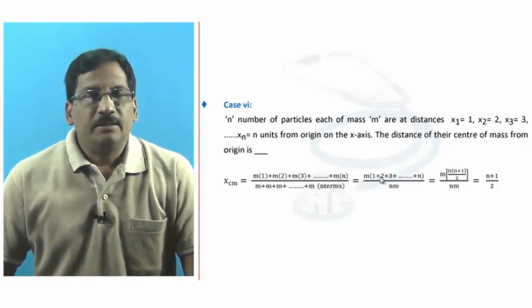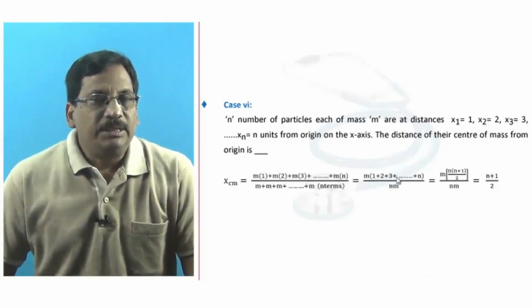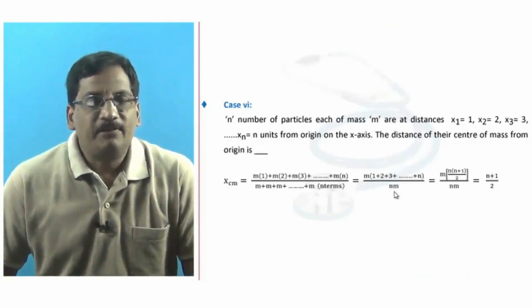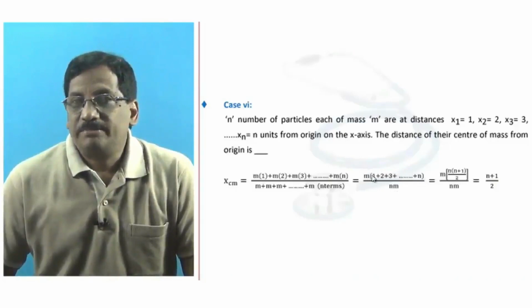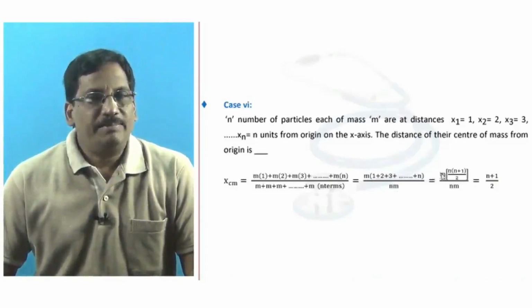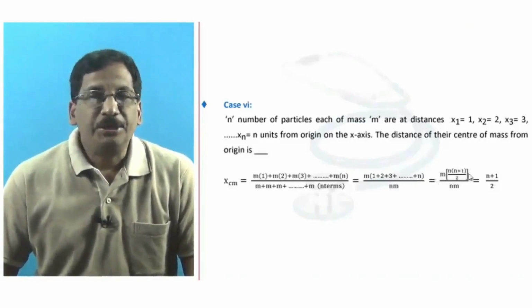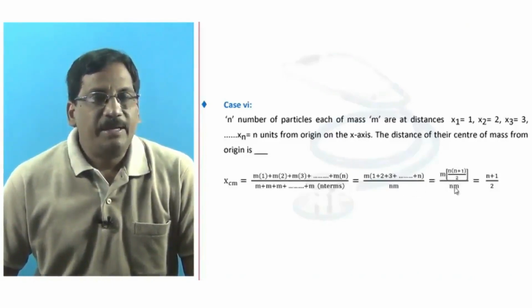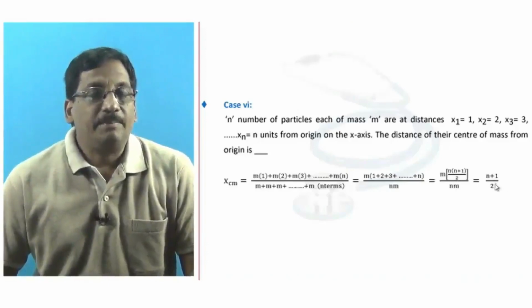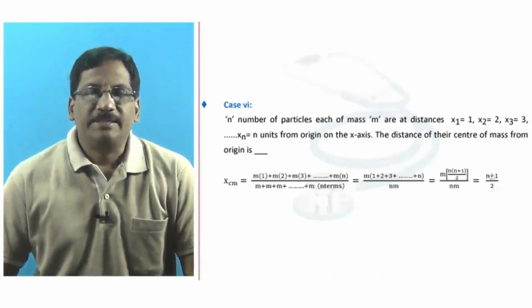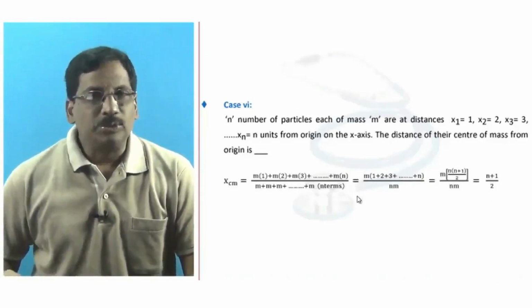So in the numerator we are left with the sum of the natural numbers, 1 plus 2 plus so on plus n, divided by, in the denominator, n. So what is the sum of natural numbers by formula? N into n plus 1 by 2. Anyhow, m is already cancelled, and divided by n. And in this expression we have divided by n, and if you cancel n, what remains is n plus 1 by 2. So the position coordinate of the center of mass from the origin in this case is n plus 1 by 2. Very important conclusion.